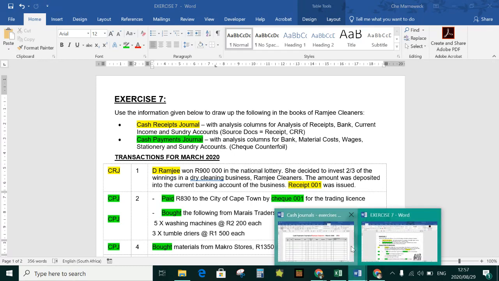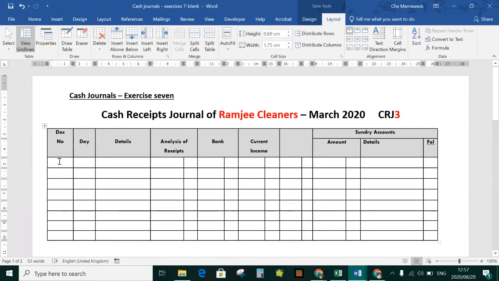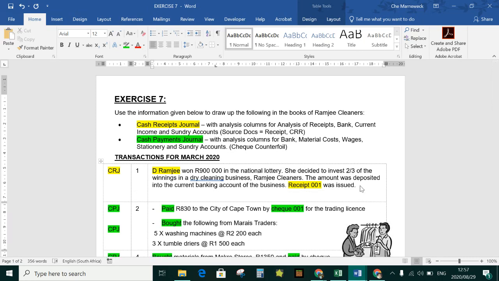So we go to our journal, we look at the cash receipts journal, we can enter 001 as our receipt number on day 1, and we can enter the name of the owner. Now I need to work out how much money the owner is going to be investing in the business. We look at our list of transactions, and we see she won 900,000 in the lottery, but she's only going to invest 2/3 of that. So we would need to do a calculation.